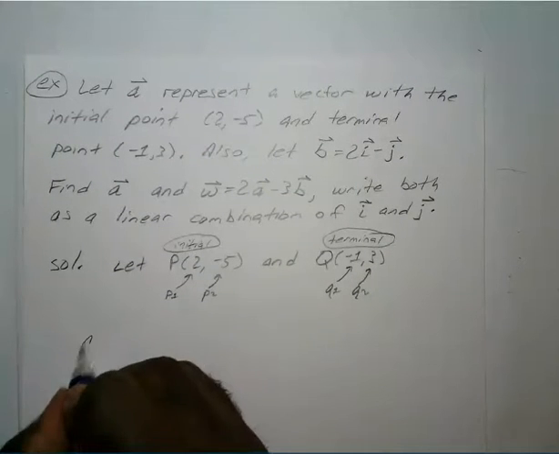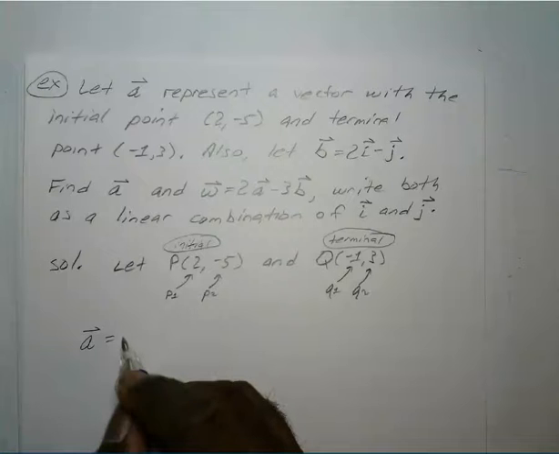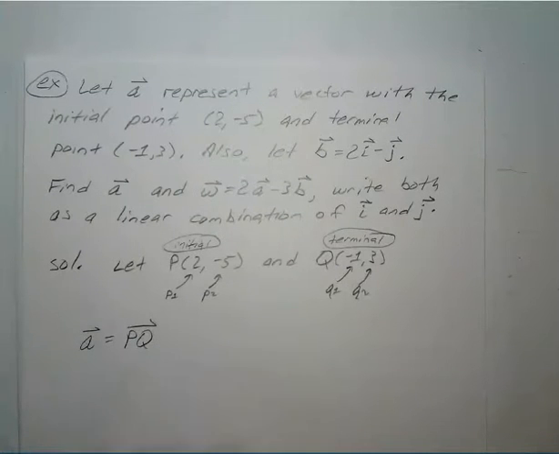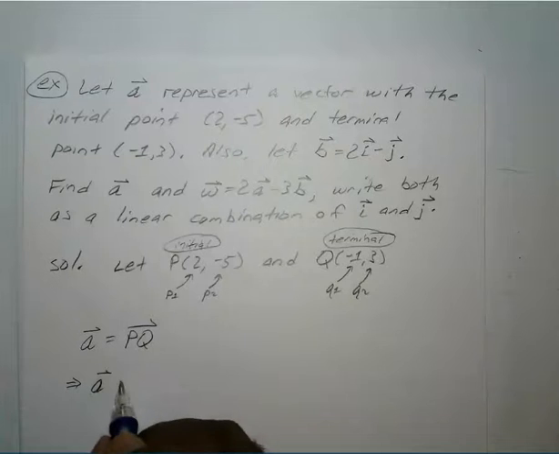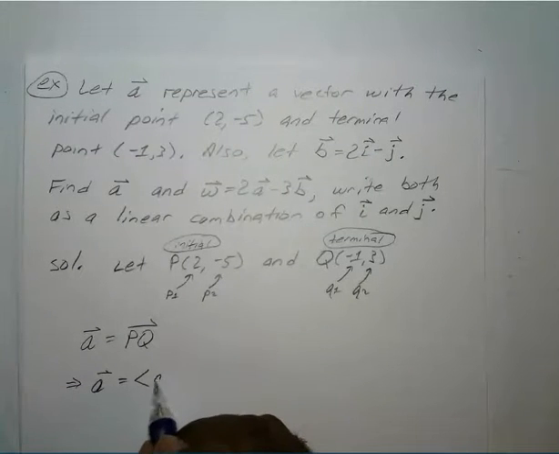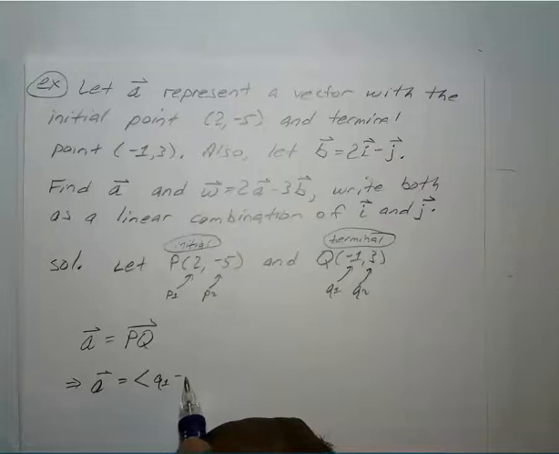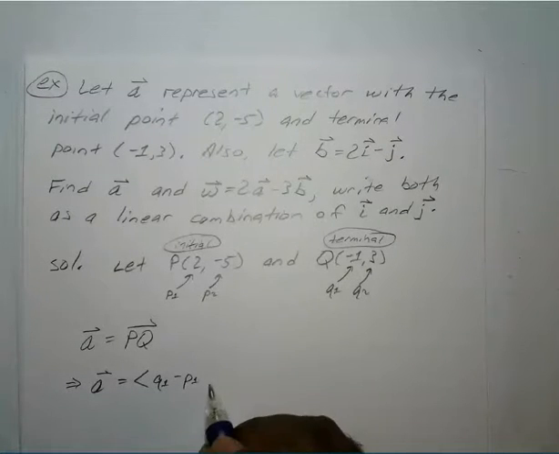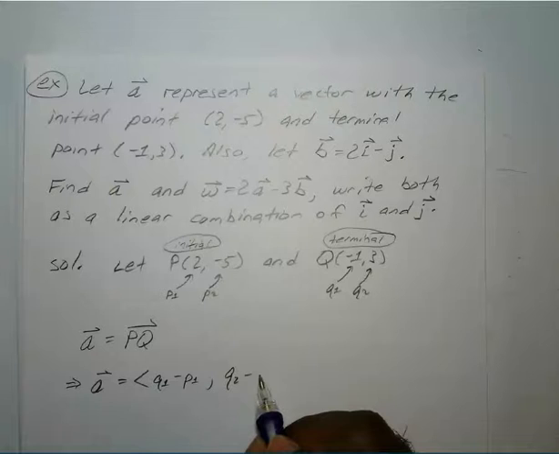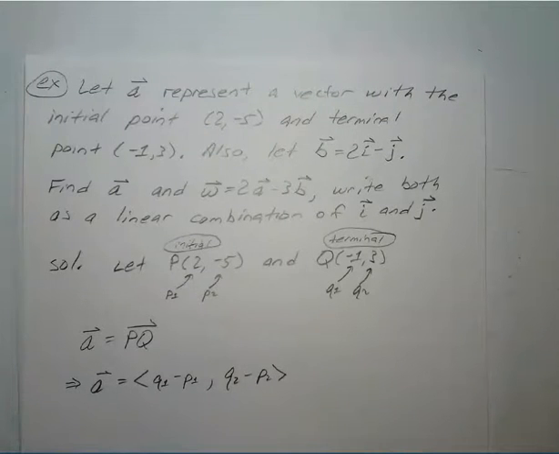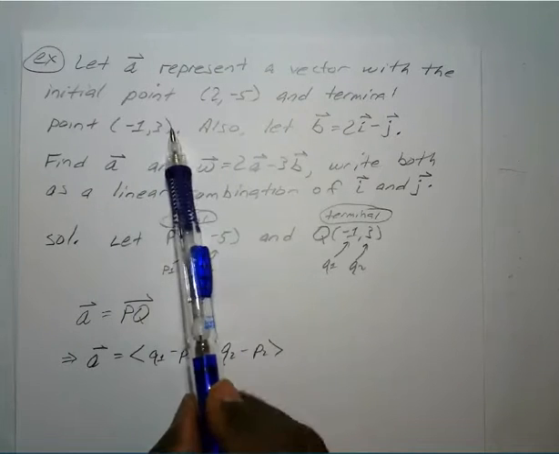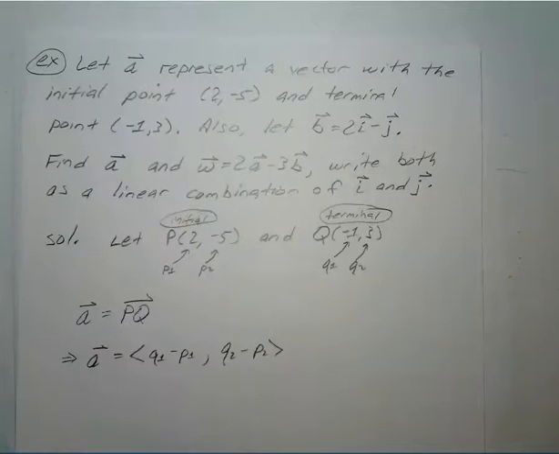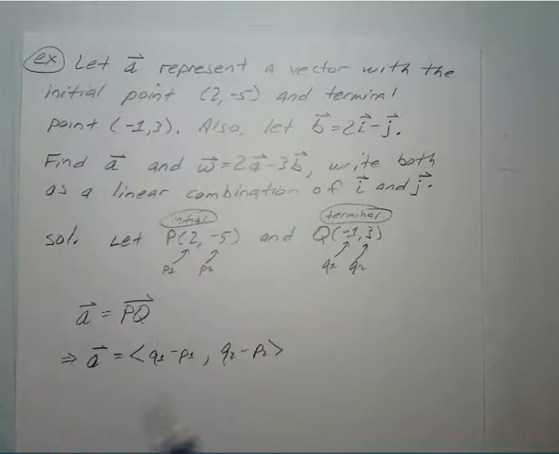Okay, so if we know that A is equal to the directed line segment PQ, we also know that vector A will be equal to Q number 1 minus component P number 1 and Q number 2 minus component P number 2. Okay? Because remember, we're just given 2 points. We have to use those 2 points to find our vector A. They gave us B, but we still have to find vector A, so that's what we're doing now.